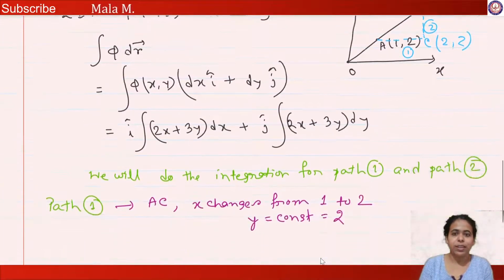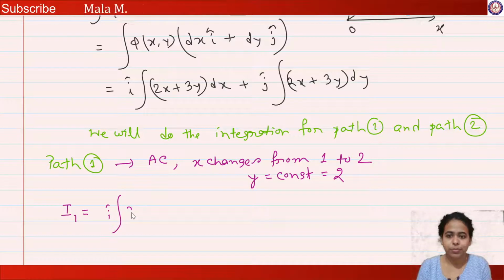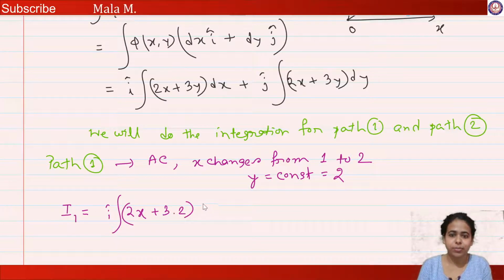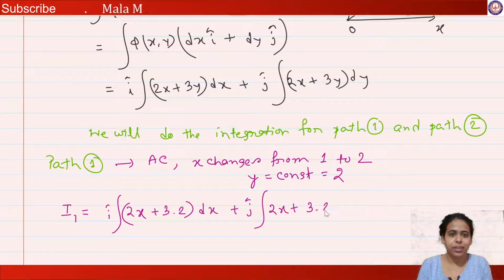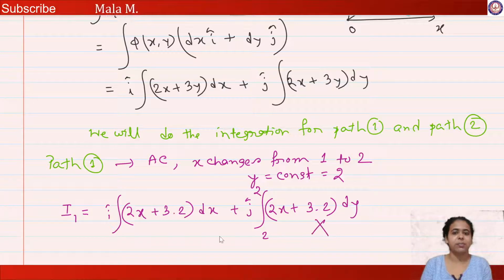So I can define the first integration as I1. I1 is equal to i cap, and you can put the value of y: 2x plus 3 into 2, dx, plus j cap 2x plus 3 into 2, dy. Since y is equal to a constant, the integration of the second part vanishes.